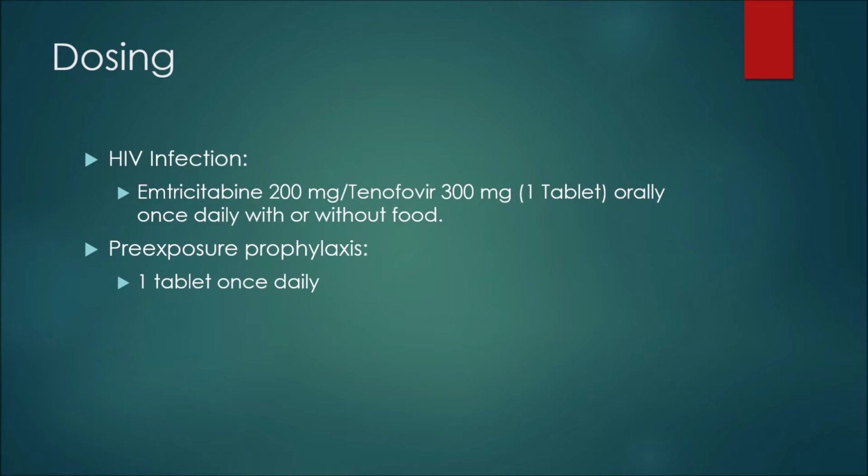Now for dosing with Truvada, so when treating an HIV infection, emtricitabine 200 mg and tenofovir 300 mg, which would be one tablet, would be taken orally once daily with or without food. And for pre-exposure prophylaxis or prevention, you would use one tablet once daily as well.